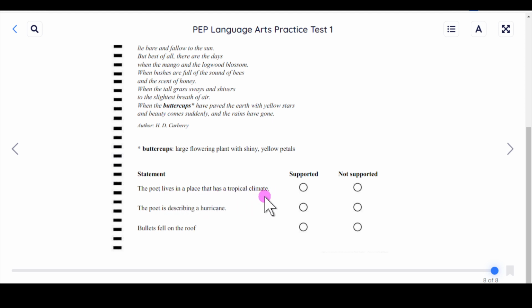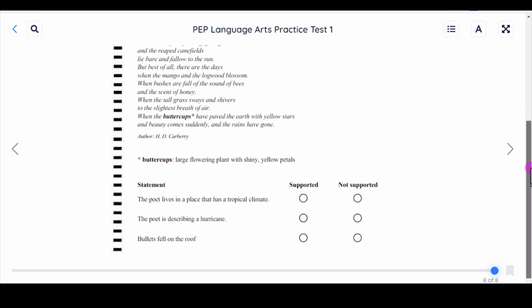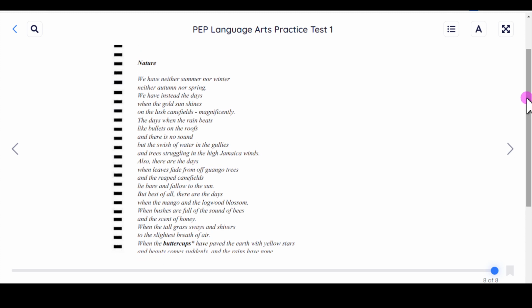So when I'm reading over, I'm going to look to see if I can think about climate. That appears to be important. The poet is describing a hurricane in all of it. Bullets fell on the roof. Bullets. Let me go through and read again. So here we have neither summer nor winter, neither autumn nor spring.